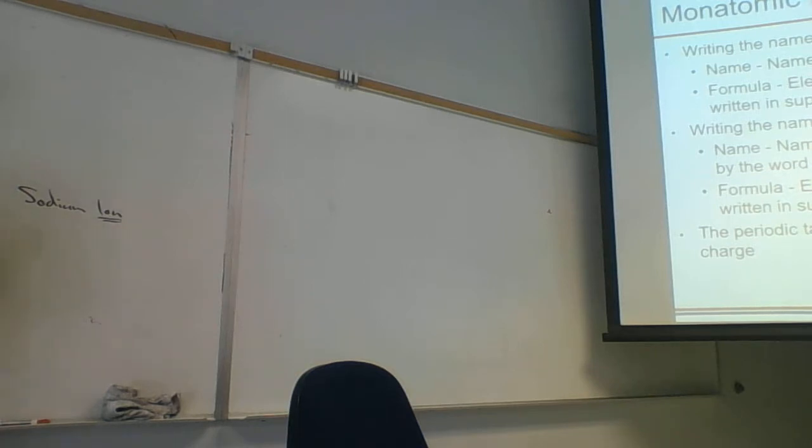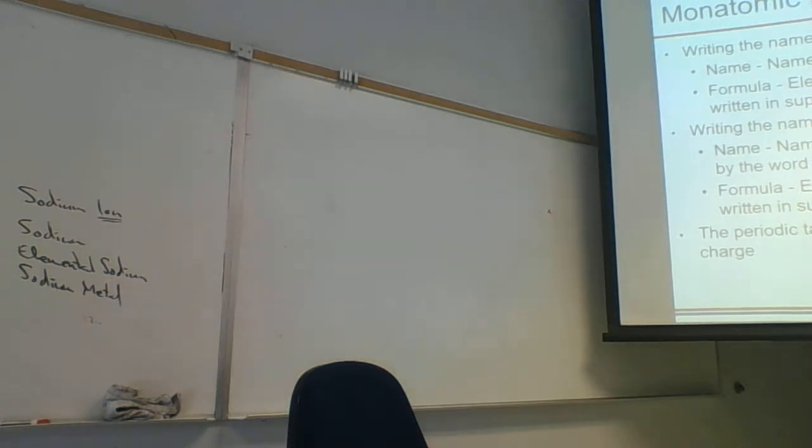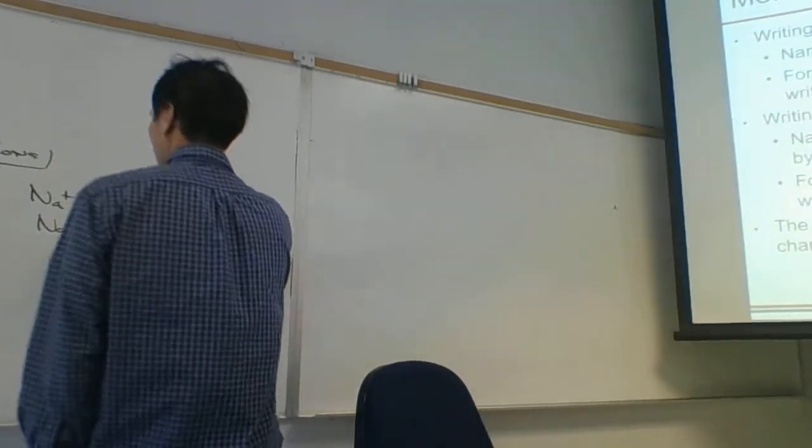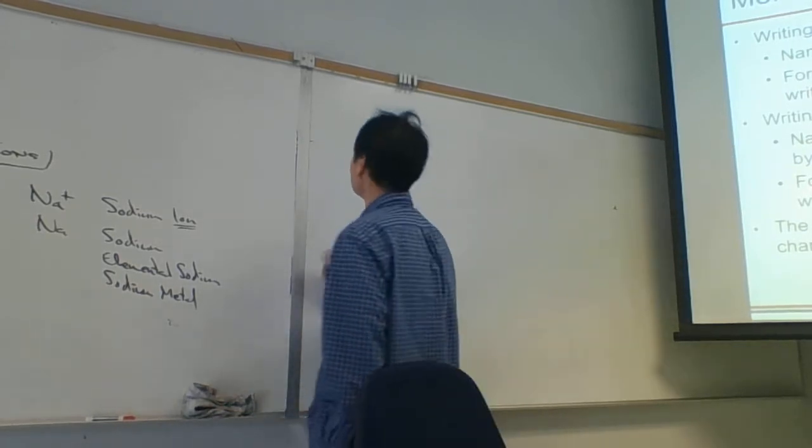Whereas sodium with no charge is called sodium, or elemental sodium, or sodium metal. We need to be able to differentiate between sodium ion and sodium, the element. Sodium would have a metallic lattice, so this would be the empirical formula for that. Let's look at some other examples.